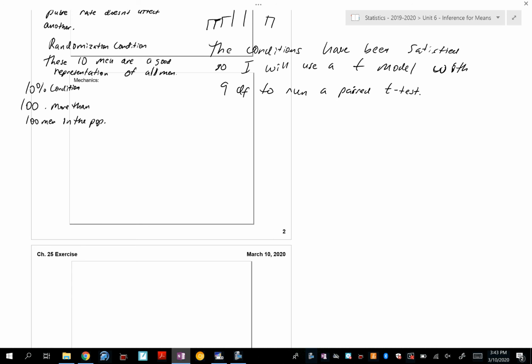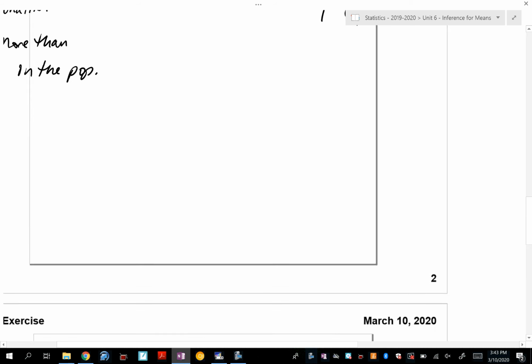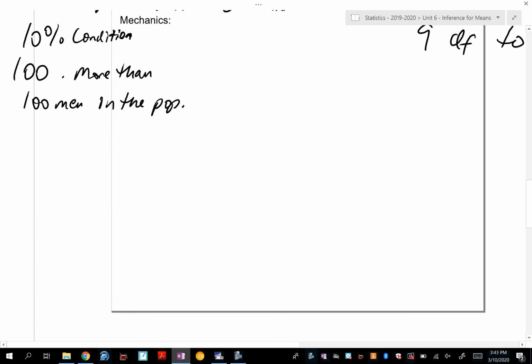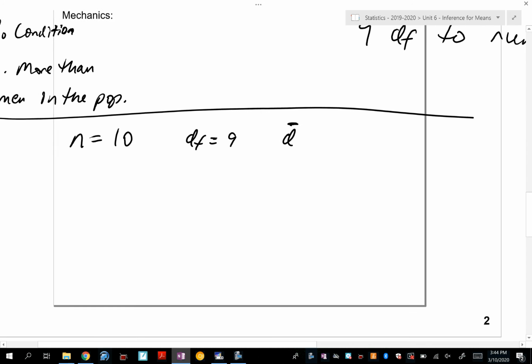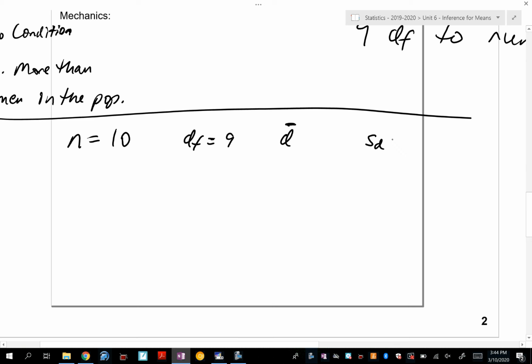We ready? Mechanics time? Let's do it. All right. So I'm going to use this half. So I'm going to write down the stuff that I know. I know we have a sample size of how many men? 10, right? We have degrees of freedom of 9. Now I'm going to need D bar, right? The average difference, which I don't have yet. And I'm going to need the standard deviation from that sample.